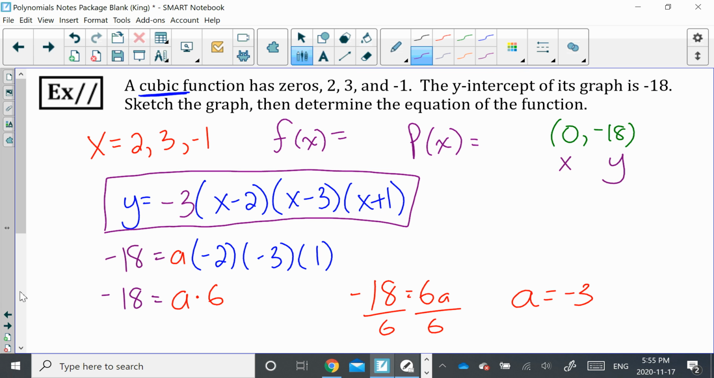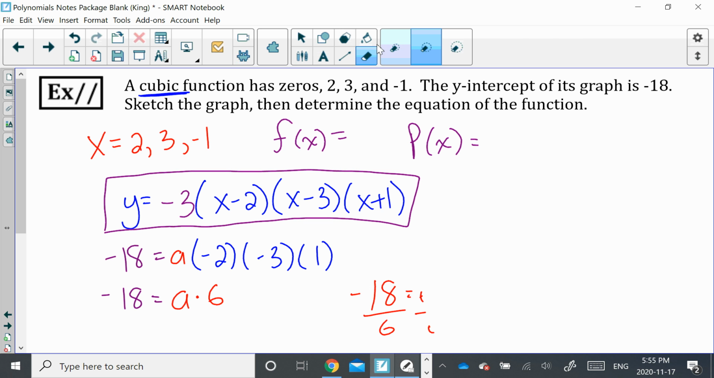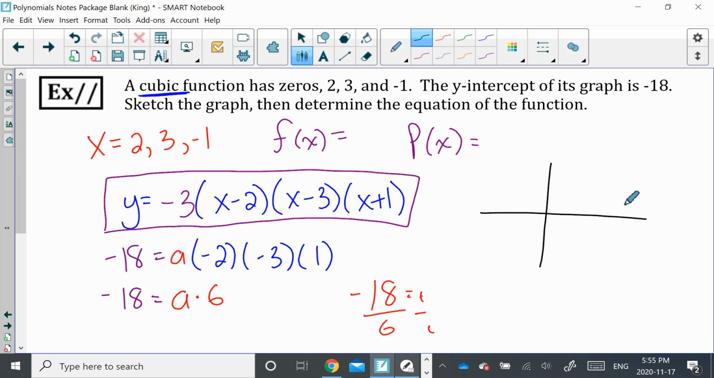Okay, the last part of this question was to do a quick sketch of this graph. So to do a quick sketch of this graph, and I will give you your homework, put your zeros in first. I got zeros of 2, 3, and -1. So -1, 2, and 3. Okay, next we're going to put in the y-intercept, and the y-intercept is -18.